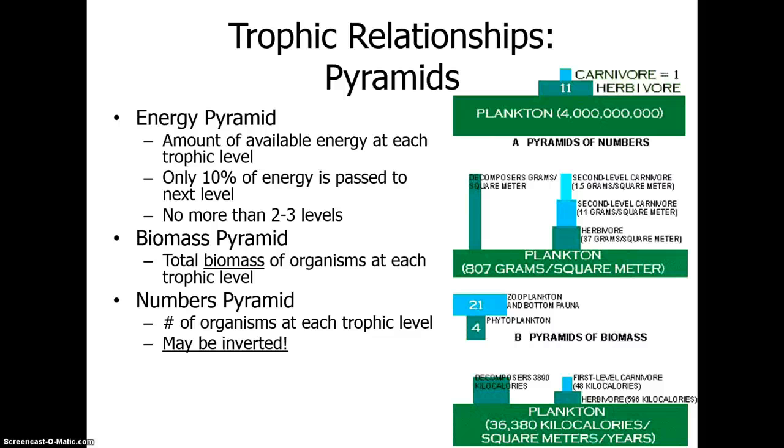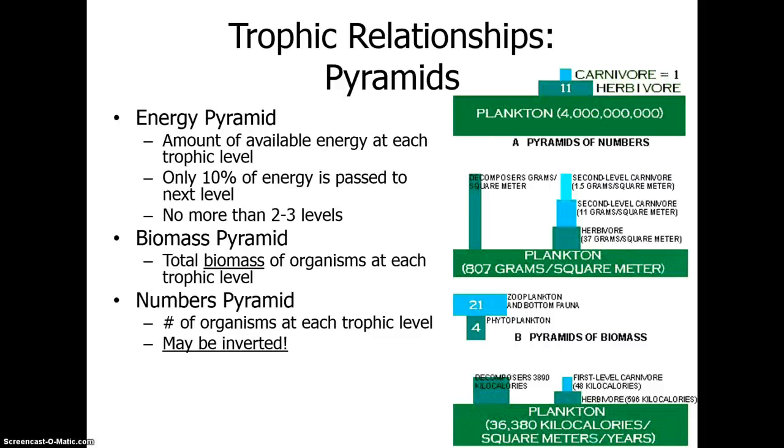Biomass pyramid, this is when you have a pyramid set up of the total biomass of an organism at each trophic level. Biomass, bio meaning living, mass being mass. So you're going to see something very similar, your primary consumers are going to have more biomass than your secondary consumers, and your secondary consumers are going to have more mass than your tertiary if you have tertiary.